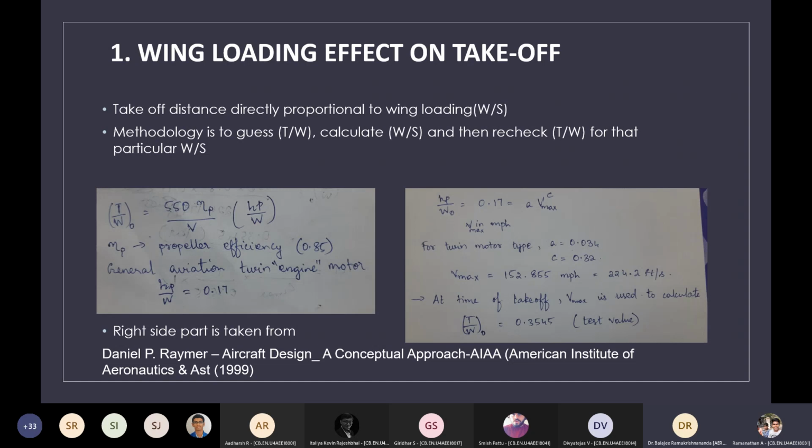So just figure out the problem. Right now you go ahead with it. Okay. Yes, sir. On the right side you put some other equation. 0.17 will be A into V max power C or something like that. Sir, yes, sir. You have to explain where you are getting it from. Yes, sir.